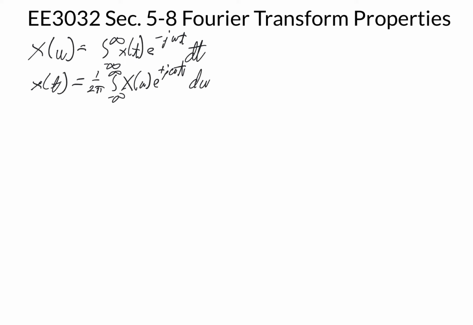Now, when you're working with signals, and this includes, of course, taking a quiz or taking an exam, you will often have a table of most or all of these properties available to you. But it's important that we understand how they come about. So first property we're going to look at is the linearity property.